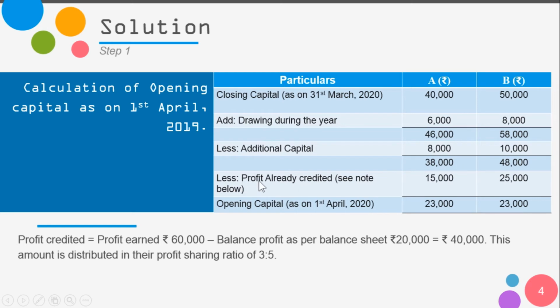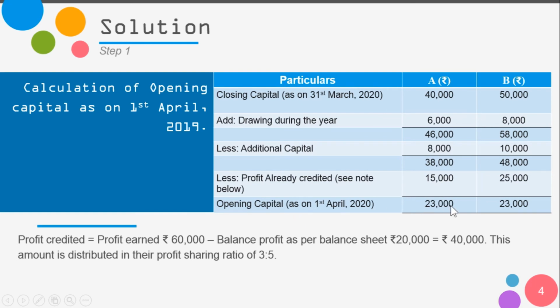And finally, we are subtracting the profit which is already credited to the partners. There is a note here. As you can see, the profit earned during the year was 60,000. However, there was a balance in the balance sheet for PL Appropriation which was 20,000. So net profit was 40,000. And this is distributed among the partners in their profit sharing ratio of 3:5, which comes to 15,000 and 25,000. After subtracting this, we get their opening capital as 23,000 for A and the same 23,000 for B.